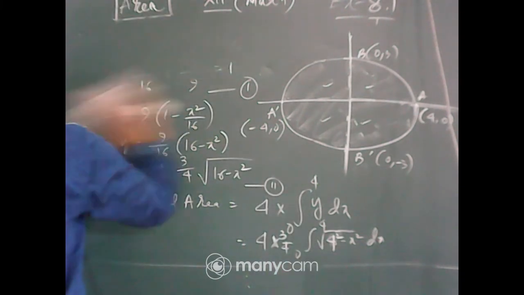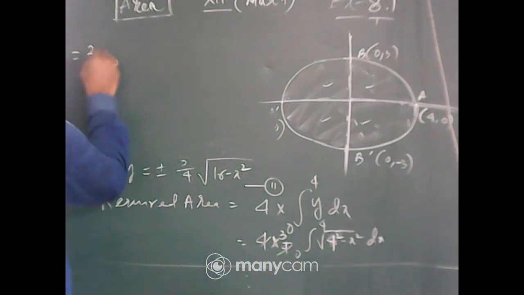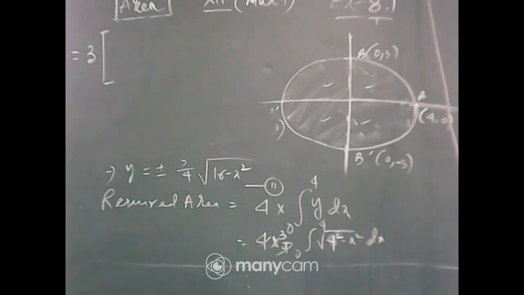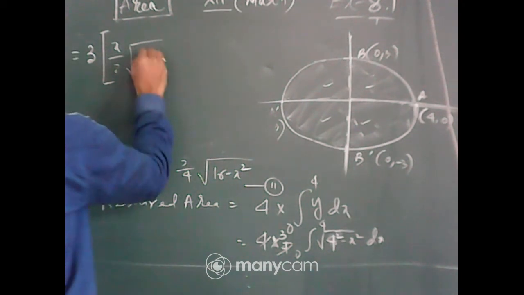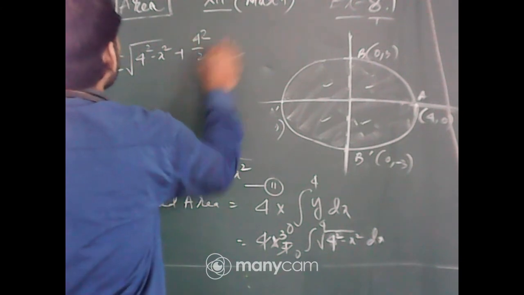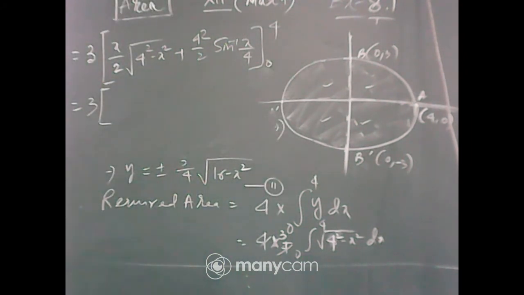I am erasing the upper portion. So here 4 will be cancelled out. That means 3. Now the formula of integration root over 4 square minus x square. There is a formula, or you may do it taking x equals 4 sin theta. I am writing the formula here: x by 2 into root over 4 square minus x square plus 4 square by 2 sin inverse x by 4, with limits 0 to 4. Now put the limits here, or once again, you may do it taking x equals 4 sin theta.